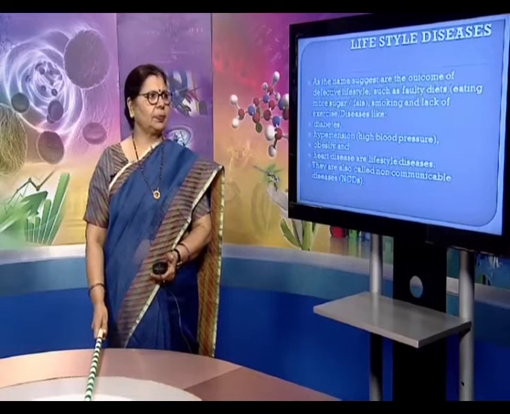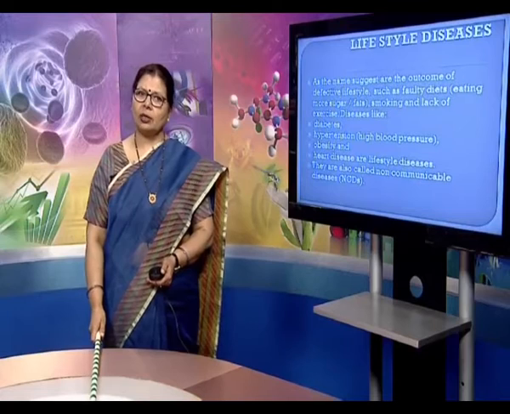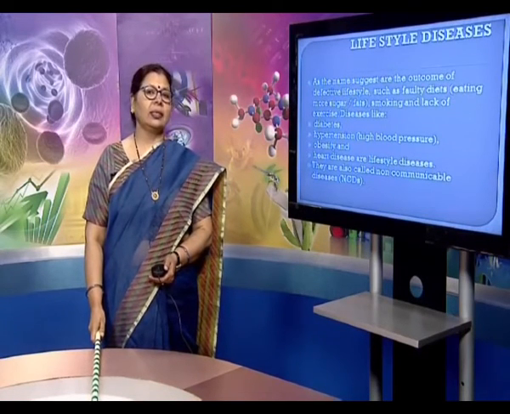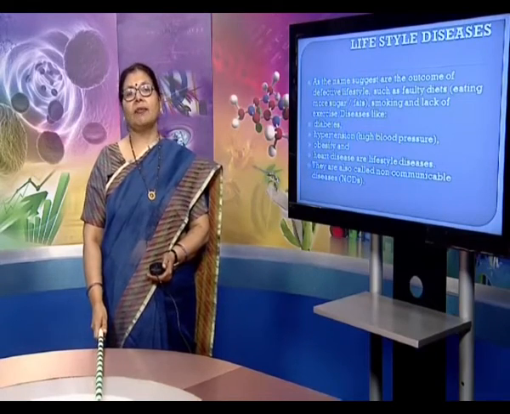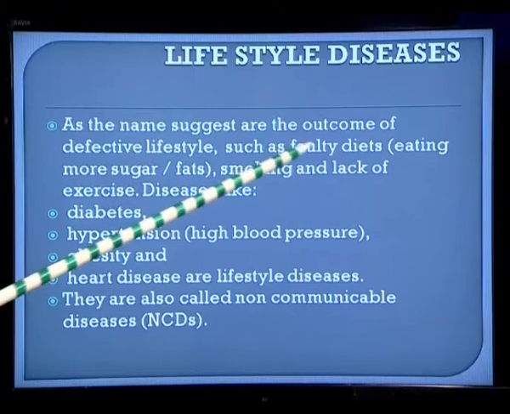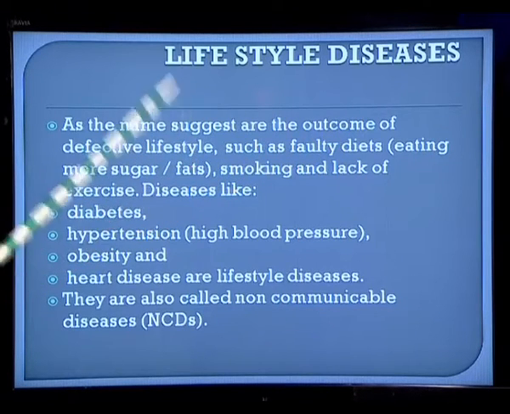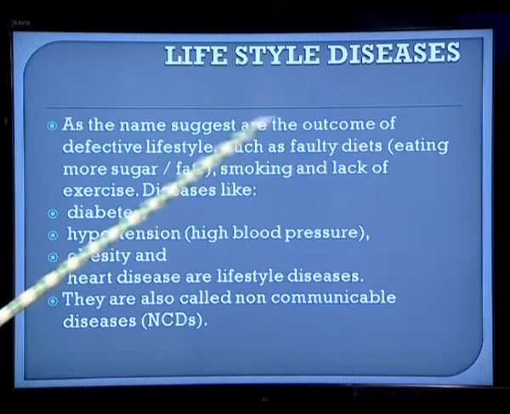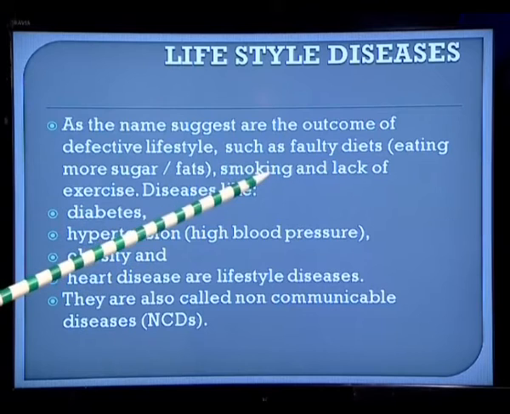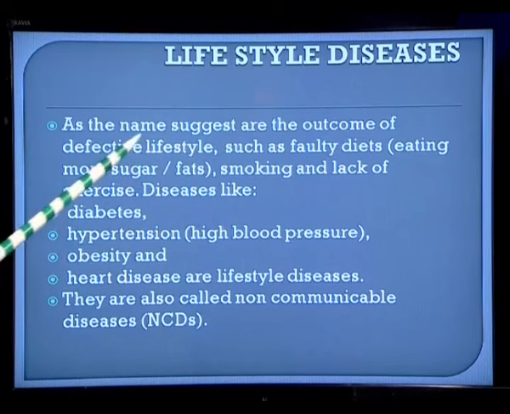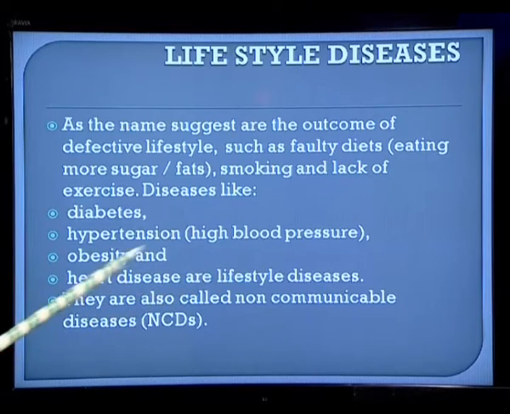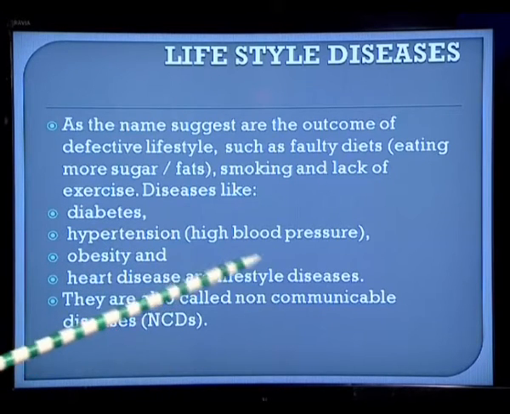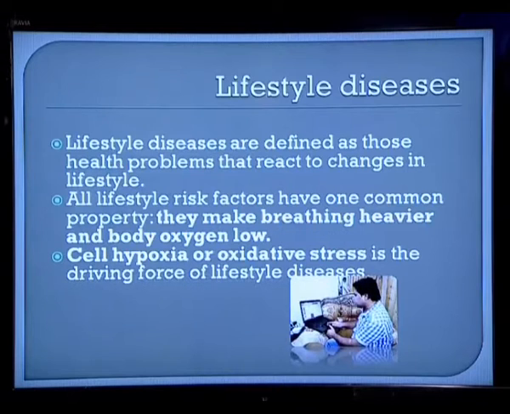Now, we are talking about another kind of disease, that is lifestyle diseases, and we have earlier understood what lifestyle is. This is the way we live. As the name suggests, it is the outcome of a defective lifestyle. How does it come? Faulty diet or eating more sugar, fat, oil, etc., regular smoking and lack of exercise. These diseases include diabetes, hypertension, popularly known as high blood pressure, obesity, heart disease or other lifestyle diseases. There are many. They are also called non-communicable diseases, and the letters NCD are also popularly used.